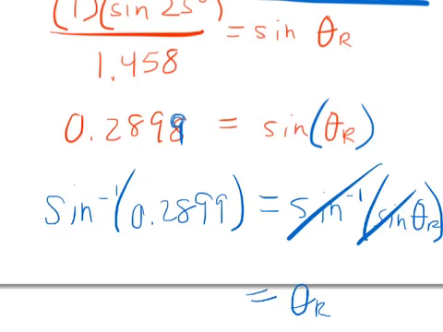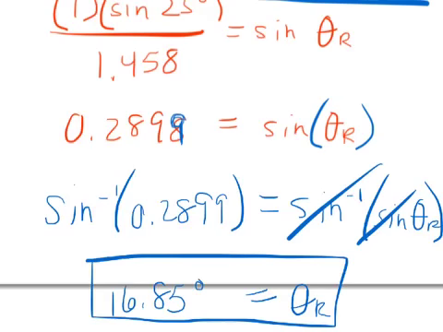All you've got to do is press second sine on the calculator to bring up sine inverse, and then type in that number. Molly? 16.85. Wait, so is that equal to theta r? Yes. Because when you take the sine of something, it needs to be in degree mode. So when you take the sine inverse of a decimal, your answer units are degrees now.